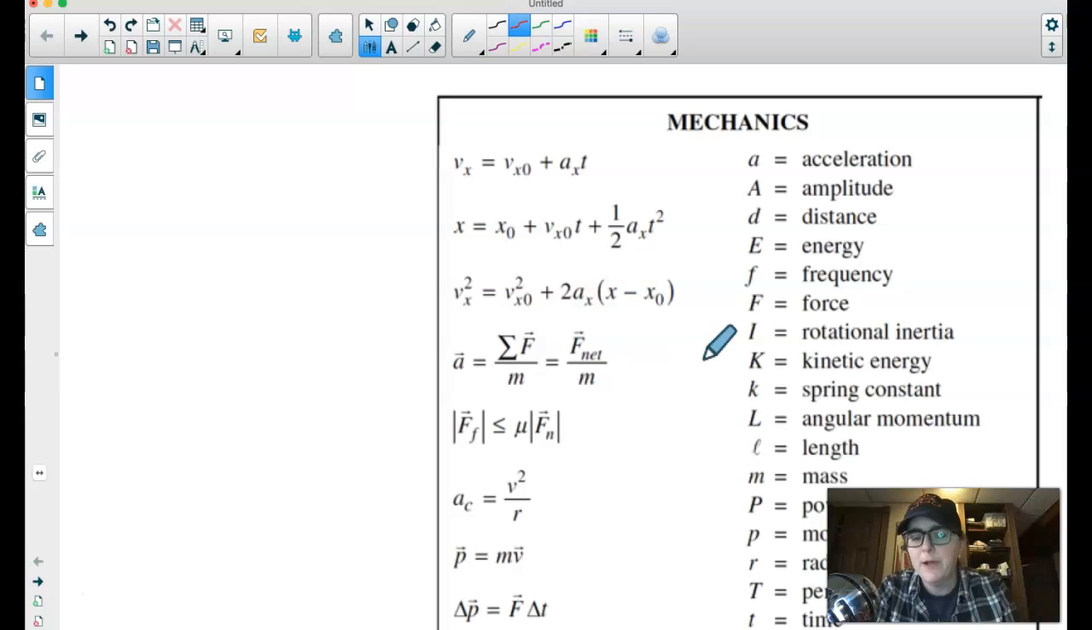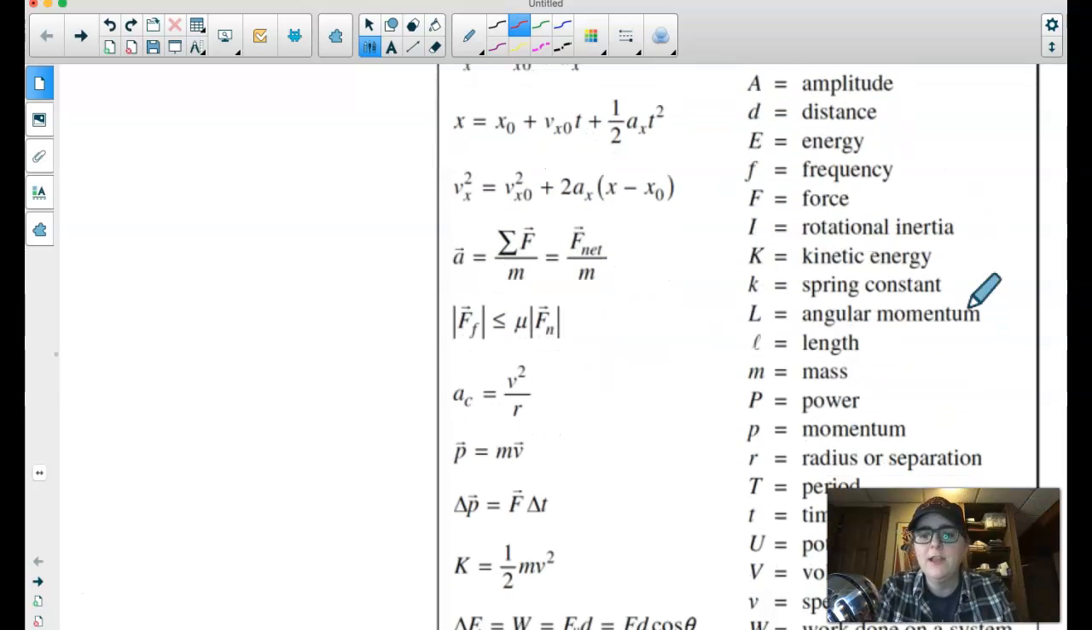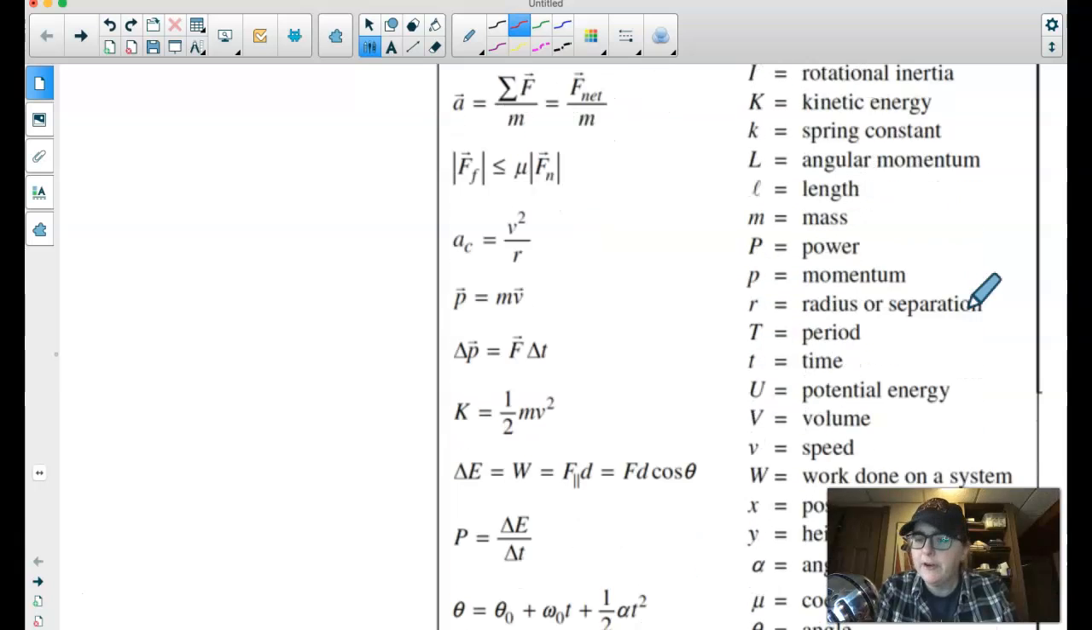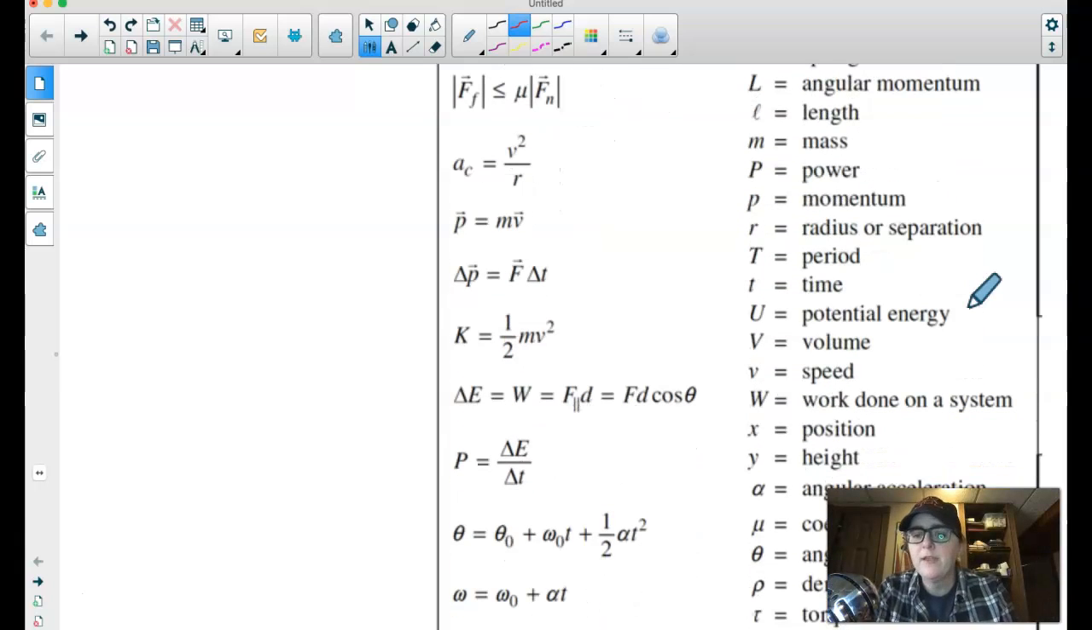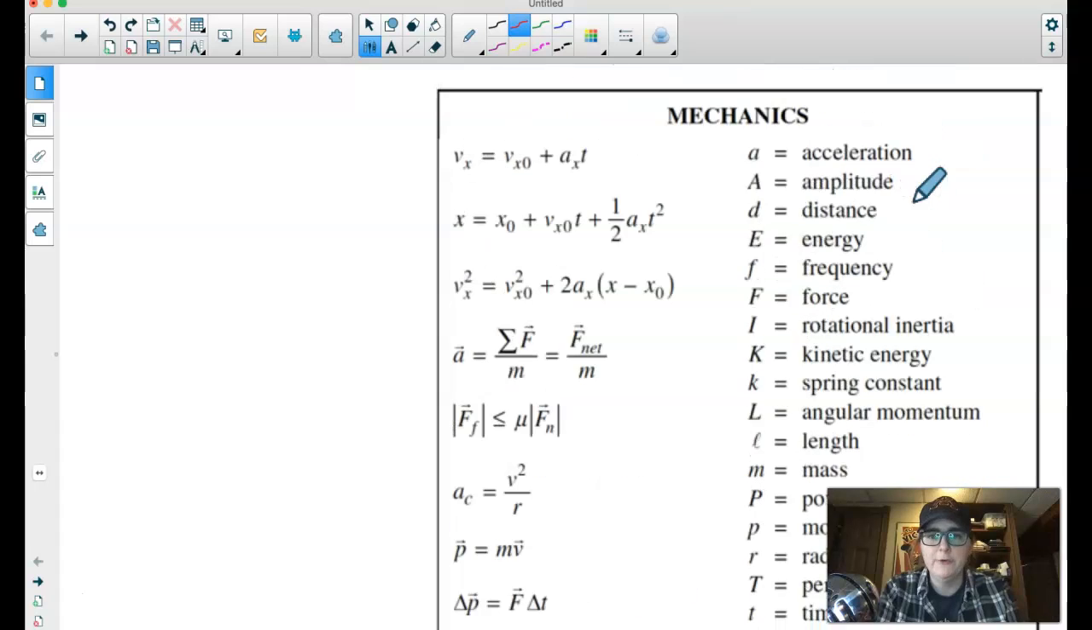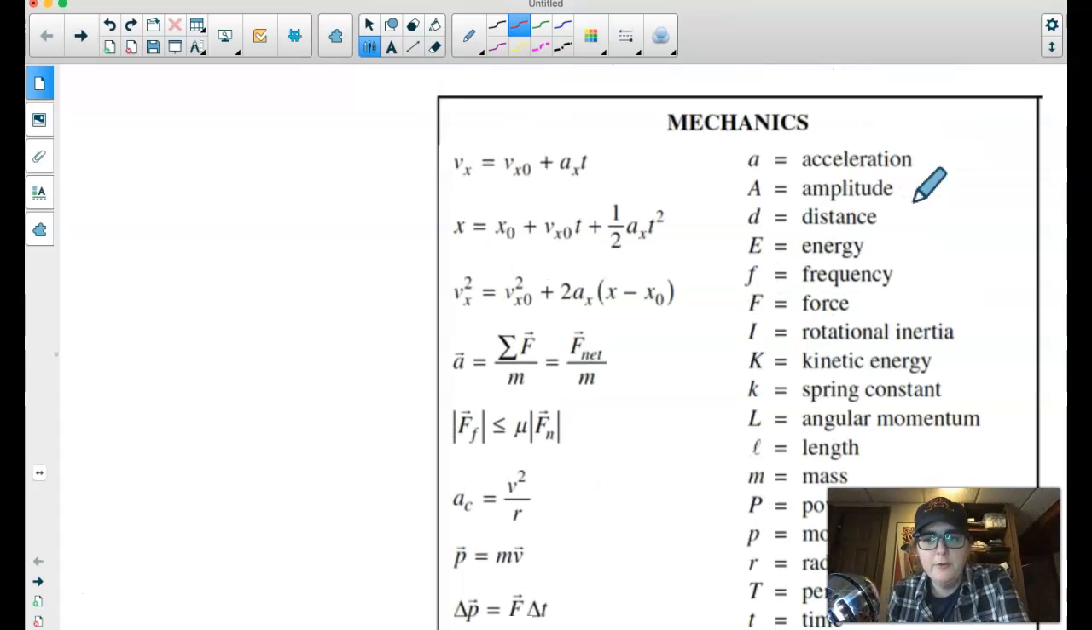I also want to remind you that on the right side of your formula sheet, you have this list of what each variable represents. So if you're doing a problem that talks about momentum, and you, for the life of you, cannot remember what letter we use for momentum, look at this list. That's what it's there for. So with that, let's start working through the actual formulas.